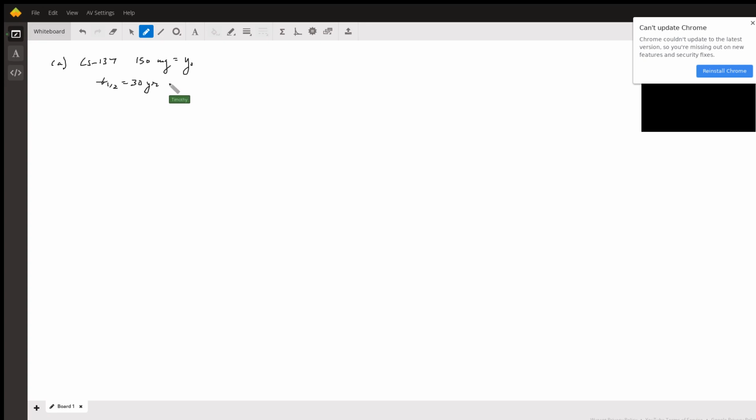So this is just going to be equal to ln2 over lambda, where lambda is the decay constant. And what this turns into is lambda is equal to ln2 over 30 years.